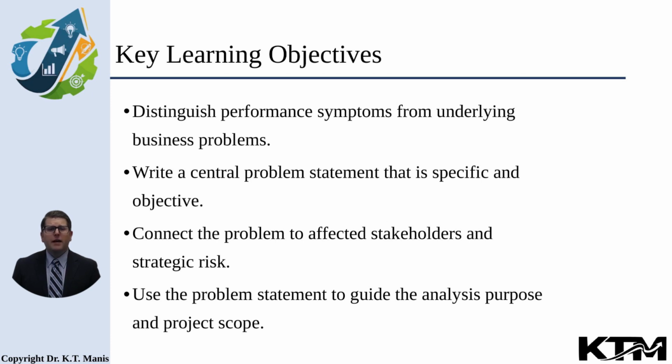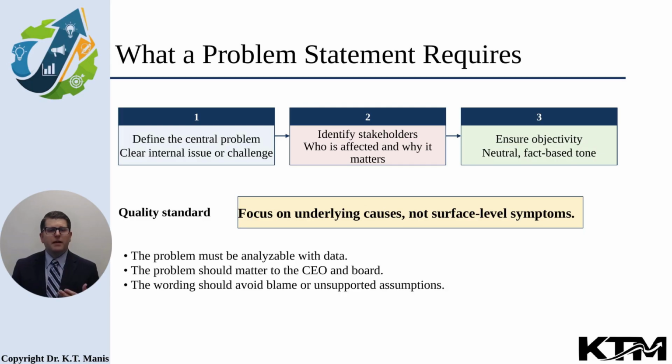Here is the key idea. A vague problem statement creates a vague project. A focused problem statement gives your analysis direction. A strong problem statement needs three parts. First, define the central problem. That means naming the core business issue, not listing every problem the company has. Second, identify who is affected. That might include customers, employees, shareholders, suppliers, or partners.